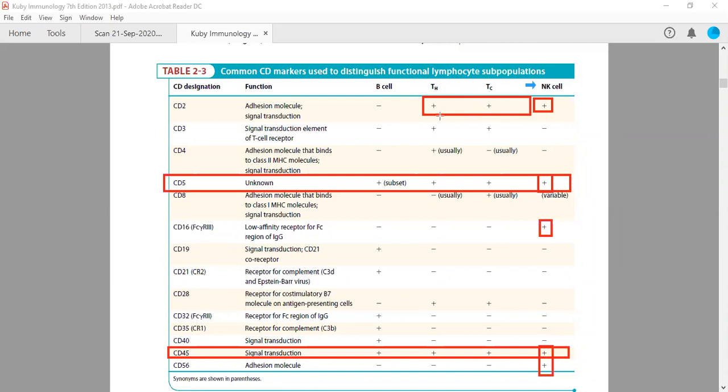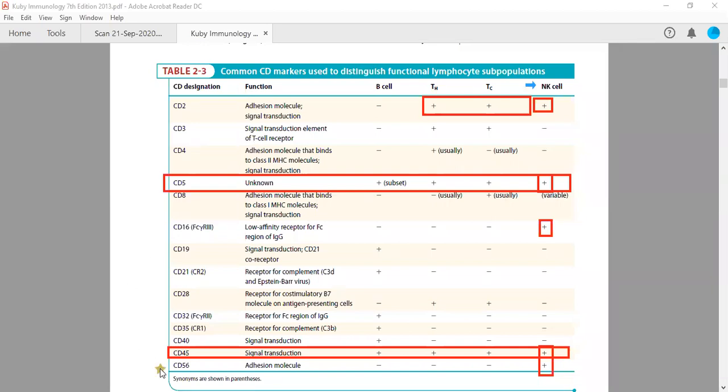This is not very important, but you need to remember that the CD2 molecules are present over T cells and natural killer cells, and other lymphocytes, but they are absent from the B cells. Now we are left with only two: CD56 and CD16. So which one of the following is major? Actually, this one is more important, CD56.